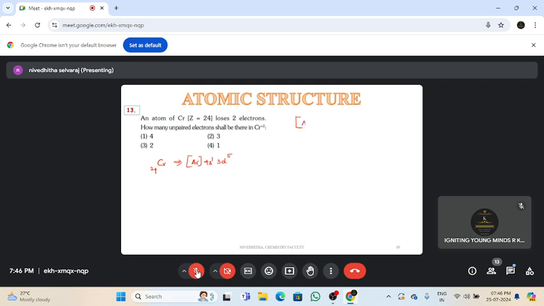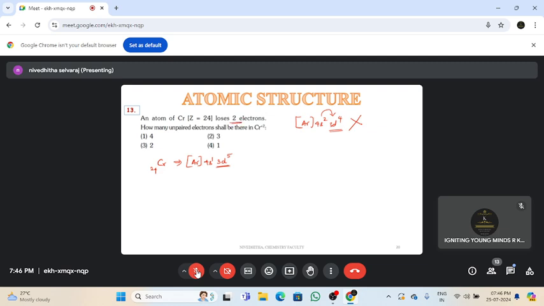configuration is argon 4s2 and 3d4, but this is the wrong one because we know that half filled and completely filled configurations make the atom more stable, right? Here the d4 configuration is partially filled, which is unstable. But if we move one electron from 4s to 3d, this makes a half filled configuration, and half filled configurations are more stable. So the original configuration of chromium is argon 4s1, 3d5.